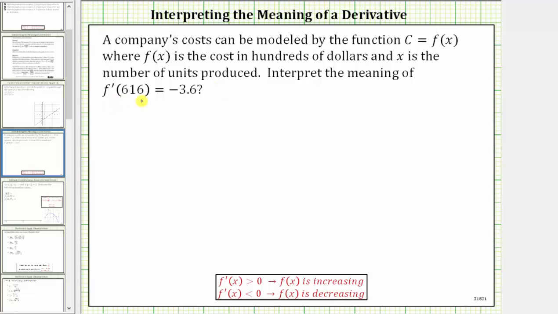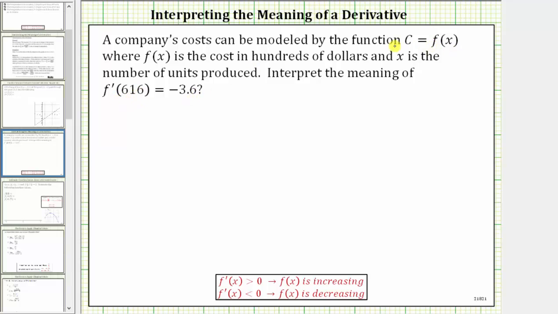Graphically, a derivative function value indicates the slope of a tangent line at a given input. It also indicates an instantaneous rate of change of the function at a given input. Notice how the derivative function value is negative, and therefore we know that c or f of x is decreasing at x equals 616. If the derivative function value was positive, this would indicate that c or f of x was increasing. For the next step, let's write this derivative function value using Leibniz notation.